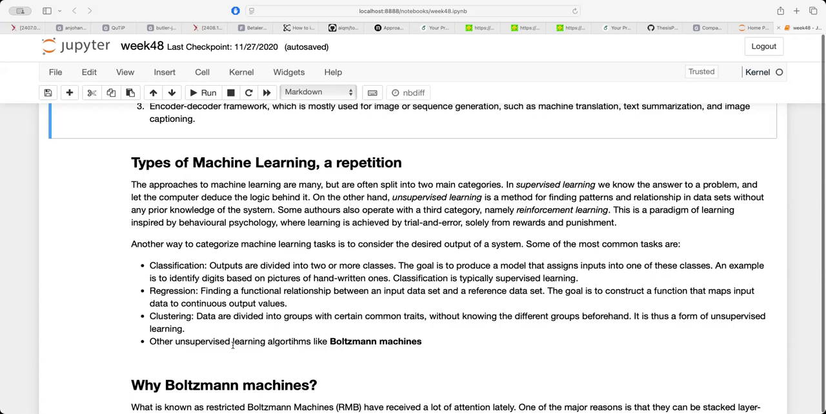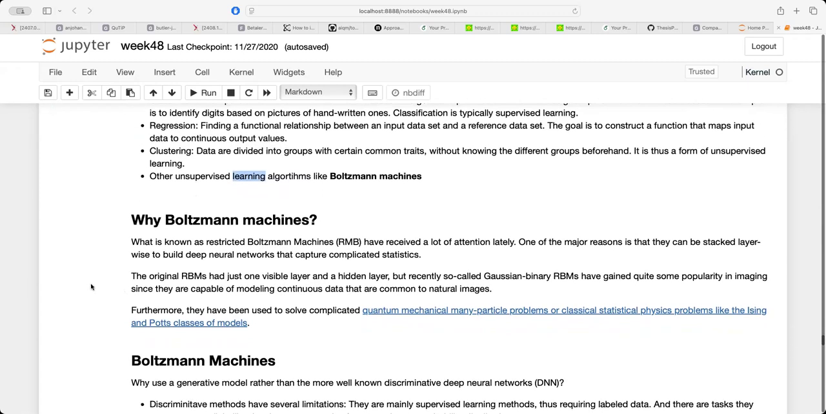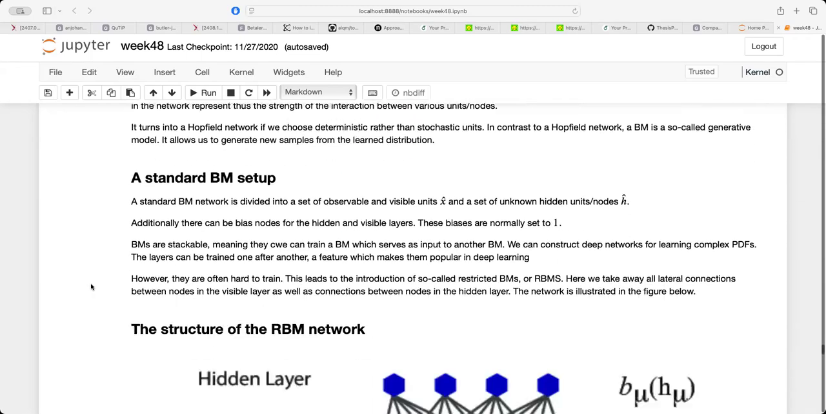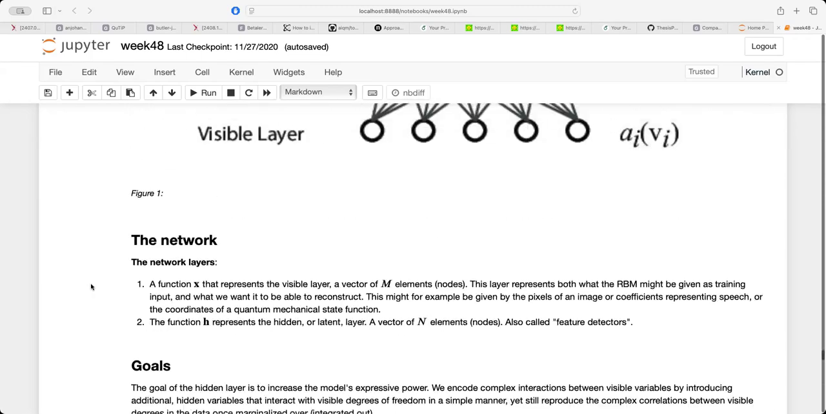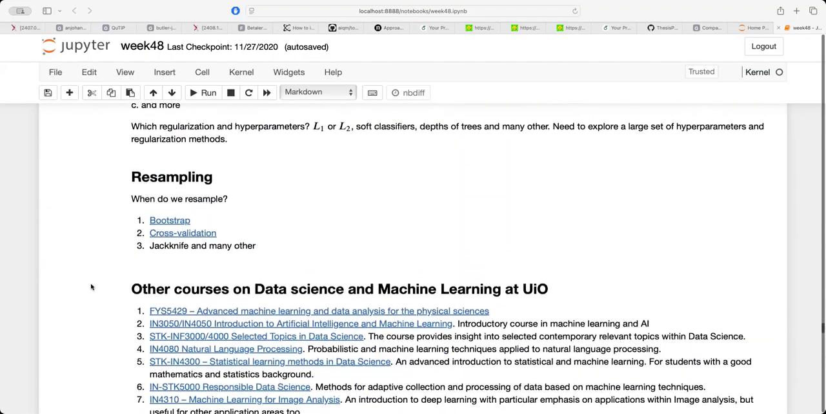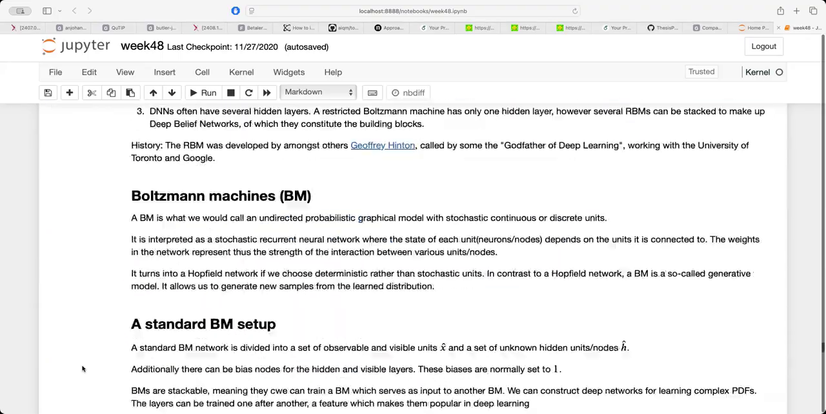And these unsupervised learning algorithms are often more related to so-called generative methods, and the Boltzmann machine is one of those. I'm not going to go through everything. You can actually read through it. This is actually the topic of this course, Physics 5429. There we go more into detail into generative methods.